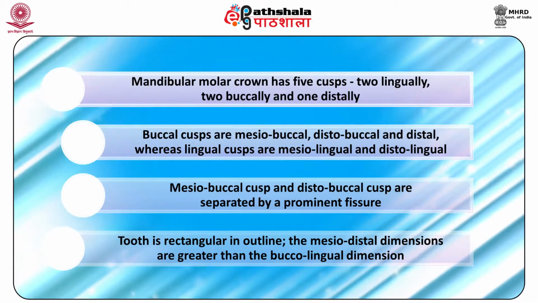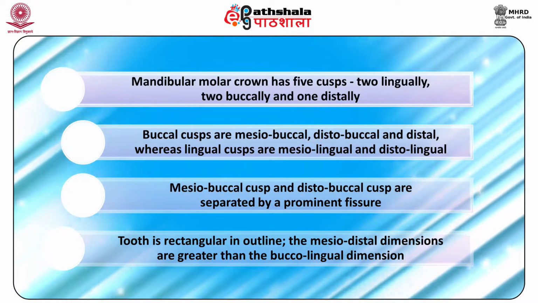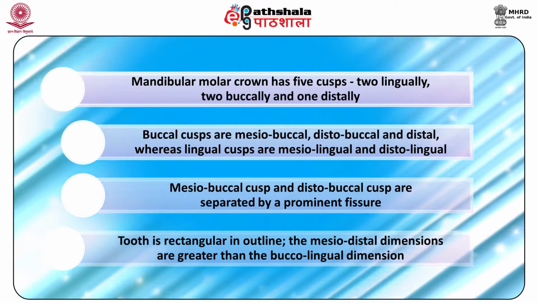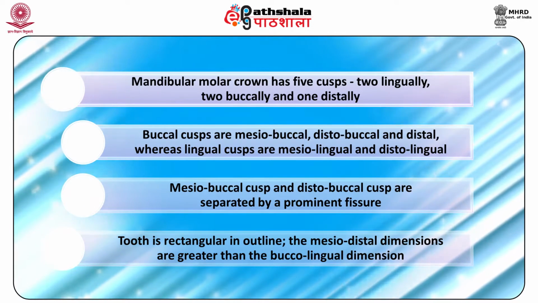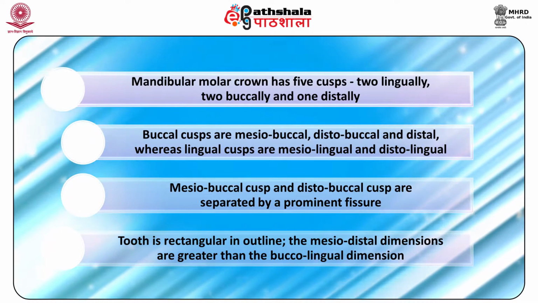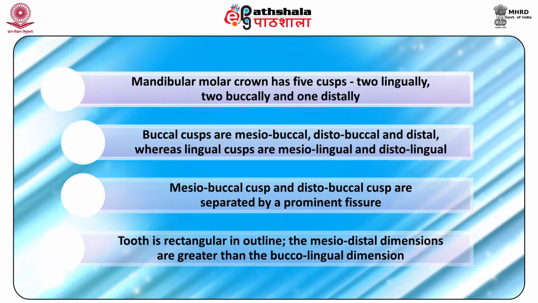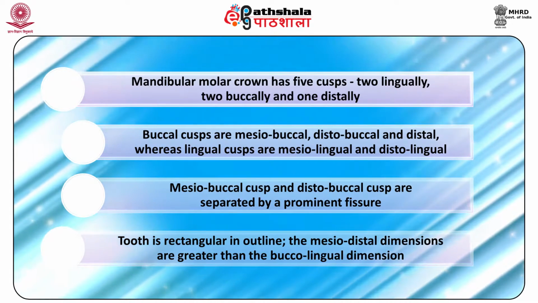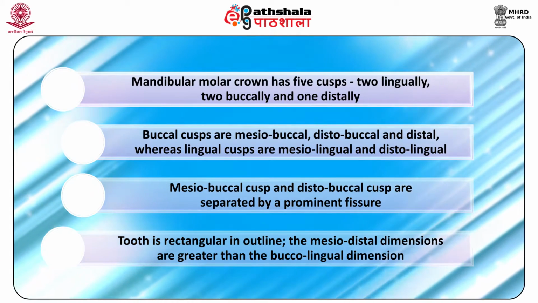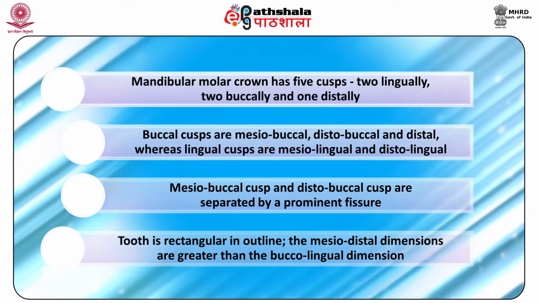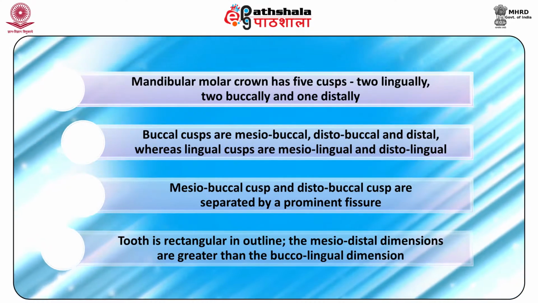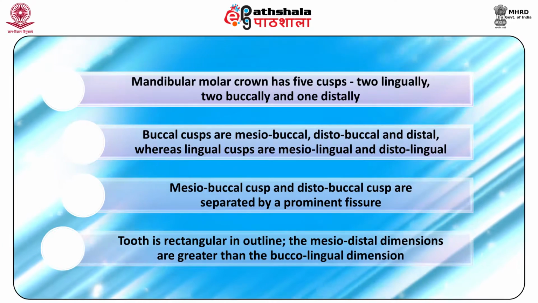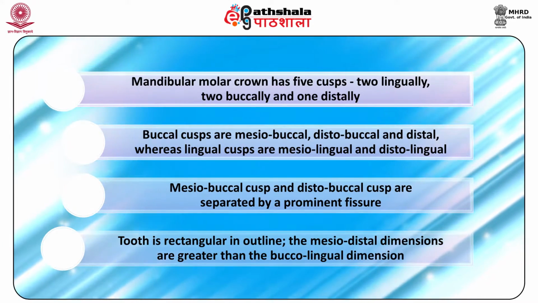The mandibular molar crown has five cusps, two lingually, two buccally and one distally. The buccal cusps are mesiobuccal, distobuccal and distal, whereas the lingual cusps are mesiolingual and distolingual. The mesiobuccal cusp and the distobuccal cusp are separated by a prominent fissure. The tooth is rectangular in outline. The mesiodistal dimensions are greater than the buccolingual dimensions.